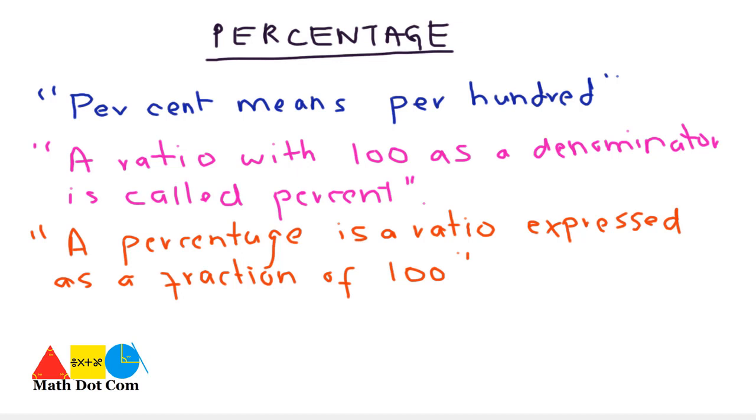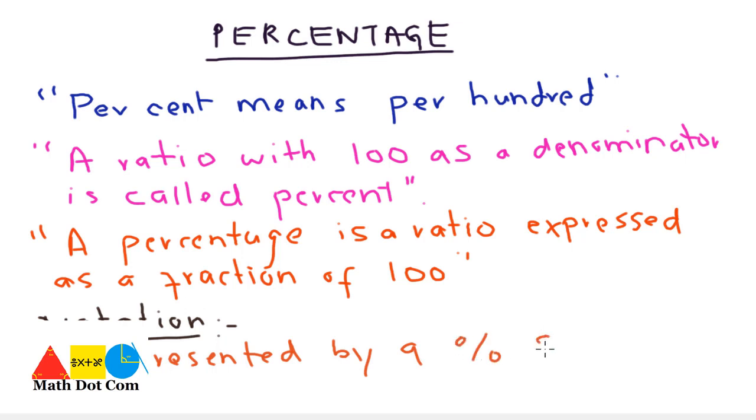So let's find out how it is mathematically represented, with its notation and through examples. What is the notation of percentage? It is represented by a percent sign. Wherever you find this percent sign, it is all about a percentage.